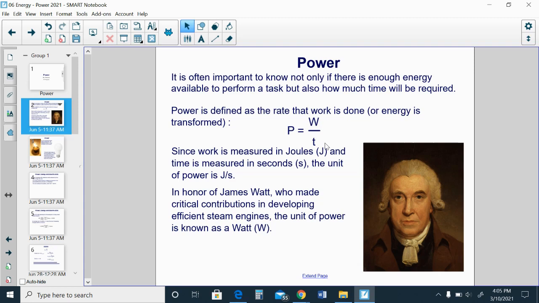Since work is measured in joules and time is measured in seconds, the unit of power is the joule per second. But in honor of James Watt, who made critical contributions in developing efficient steam engines, the unit of power is known as the watt.